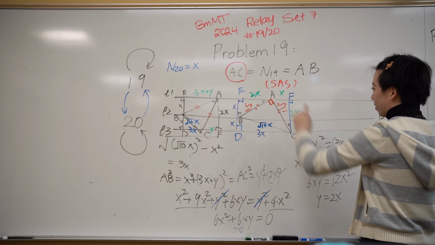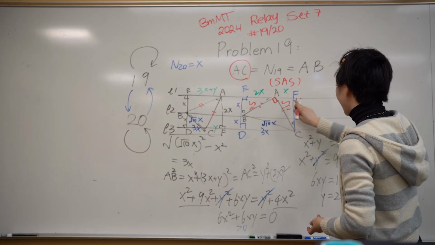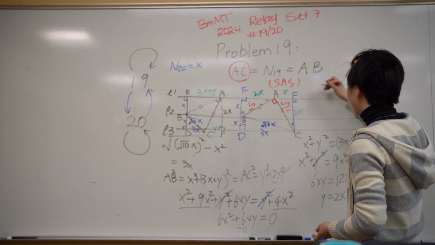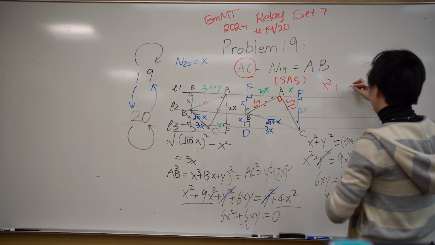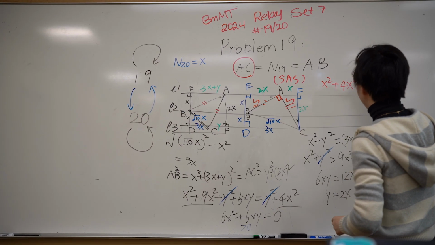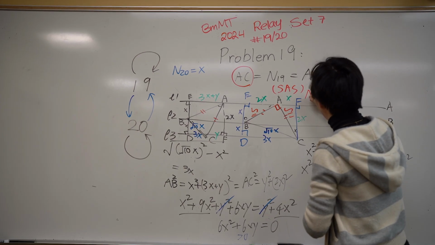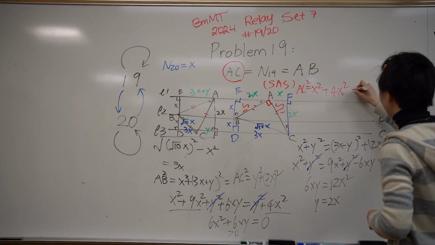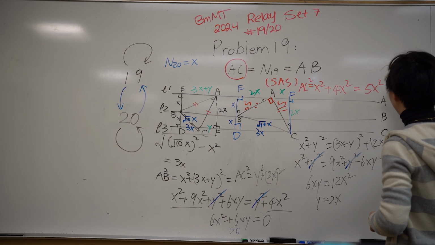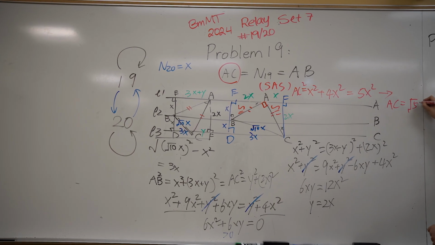By Pythagorean theorem, what we can get is AC squared is going to be equal to AF squared plus FC squared. AF squared is x squared, and FC squared is 2x squared, which is 4x squared. And then this will be equal to AC squared. So x squared plus 4x squared is equal to 5x squared. This gives us that AC is equal to square root of 5 times x.